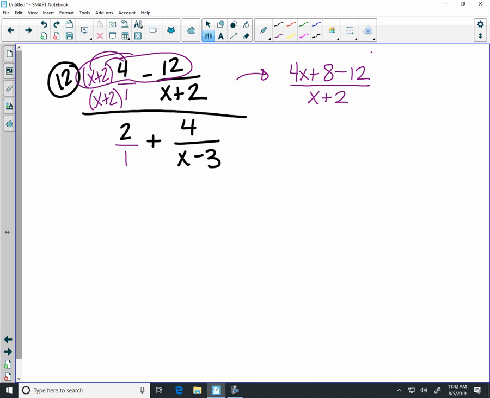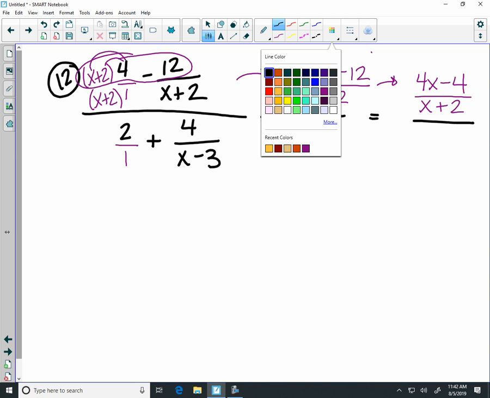And if you want to go even further there with that numerator, 8 minus 12 is negative 4. So that's our numerator dealt with. Beautiful. As simple as we can get it until we start dealing with the denominator, which we're going to do now.